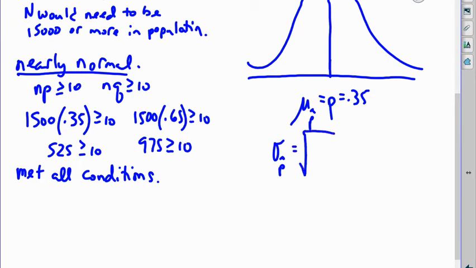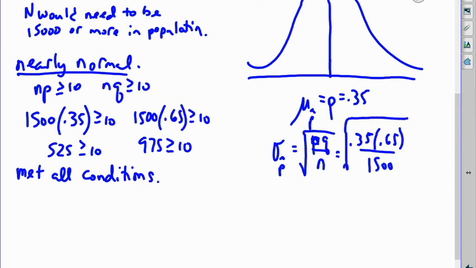So, 0.35 times 0.65 divided by 1500, square root of that. And I like to keep this thing really long because I'm going to be using it for so many things. So I get 0.01231530021. Okay, so there's my standard deviation for the sampling distribution of p hat.